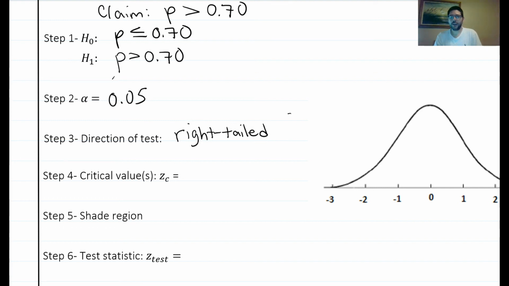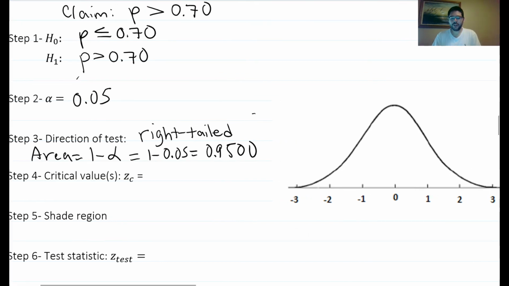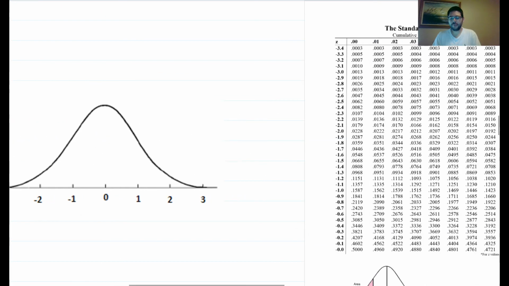All right, so that means it's going to be a positive critical value. So now when we do our area, remember our area for our right-tailed test is going to be 1 minus alpha when we're talking about a z distribution. So it's 1 minus alpha, and alpha is 0.05. So 1 minus that is 0.95. So we're looking for an area of 0.9500. All right, so we're going to look that up on the z table.